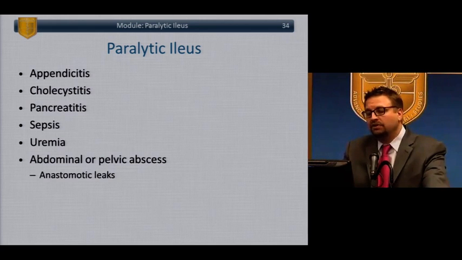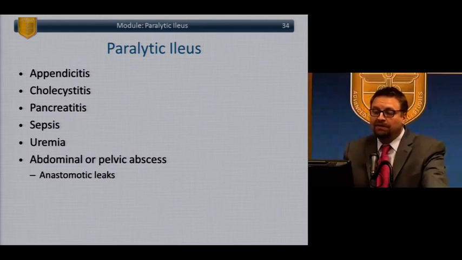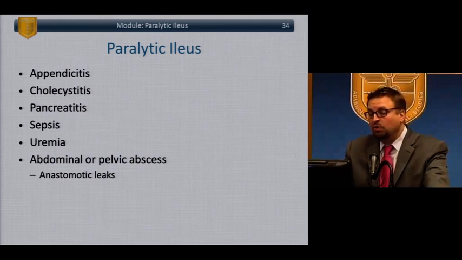Don't forget that ileus occurs commonly in patients with medical disease, typically pancreatitis. Inflammation of any sort inside the abdomen will cause ileus. Sepsis, for sure, is known to cause ileus. Uremia, really any severe medical issue can be associated with ileus. Abdominal or pelvic abscess, and this sometimes occurs in the post-op setting, like after, say, a colon resection with an anastomotic leak, or pelvic abscess related to a tubo-ovarian abscess or some other cause, not necessarily a post-op problem or an anastomotic problem.